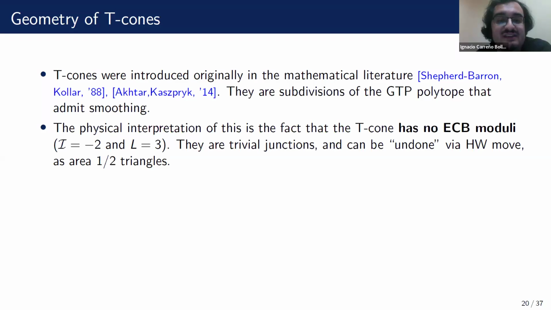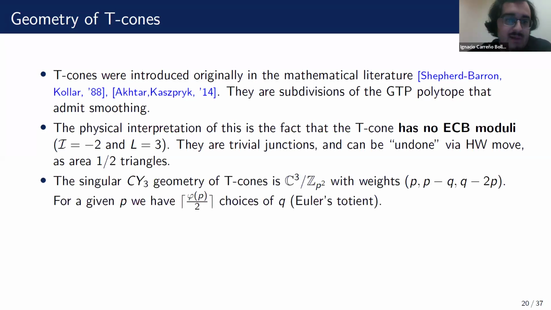Another way to see this is through the fact that they are trivial junctions and they can be undone by Hanany-Witten moves as area of a half triangle, so we have no singularity there. Now, if we take all white dots and paint them black, so we recover the singular Calabi-Yau geometry, then these T-cone pieces are just a Z_P squared orbifold of C3 because it is a triangular piece with the following weights. And additionally, for a given P, we only have phi(P)/2 choices of Q given by this Euler totient function.